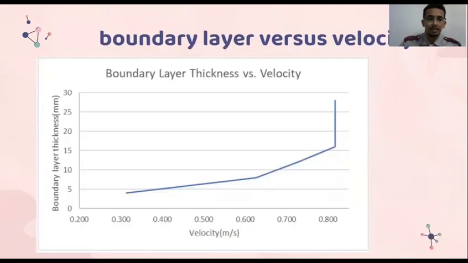So now we have boundary layer versus velocity. This graph shows boundary layer thickness versus velocity. You can see velocity starts from 0.200 until 0.800.